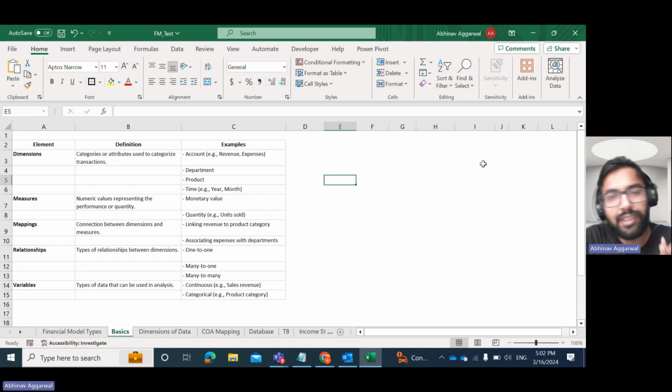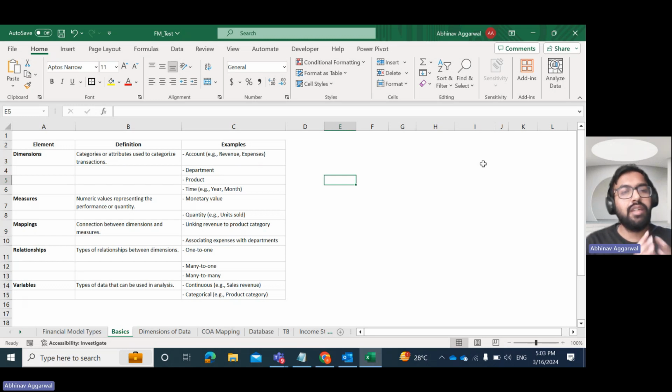Because as an FP&A professional, if I can go to our first session, I told that you will have to deal with lots of data, financial data, operational data, different types of systems in which these elements are maintained. And you will have to consolidate all of these things and create reports for management. So for that, this is an elementary step for you to understand. So having said that, let's understand dimensions first.